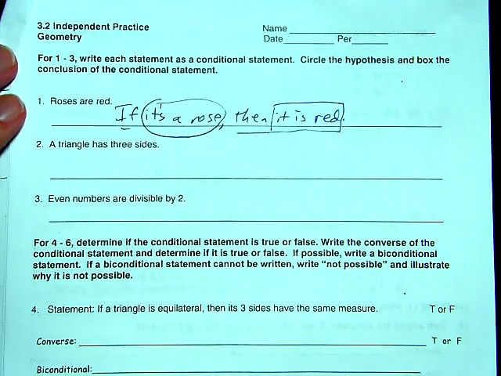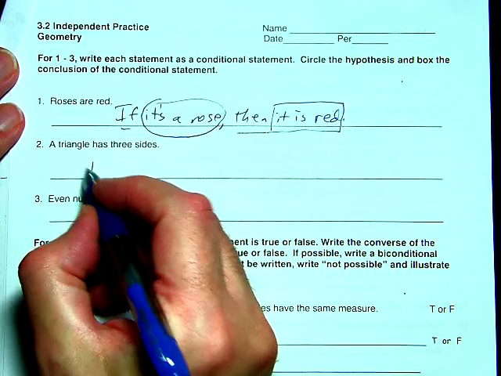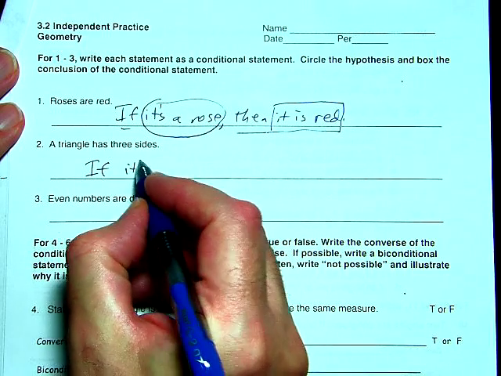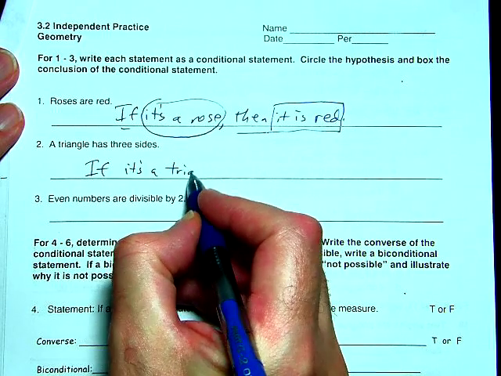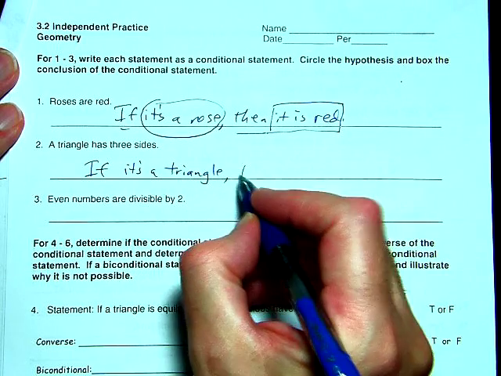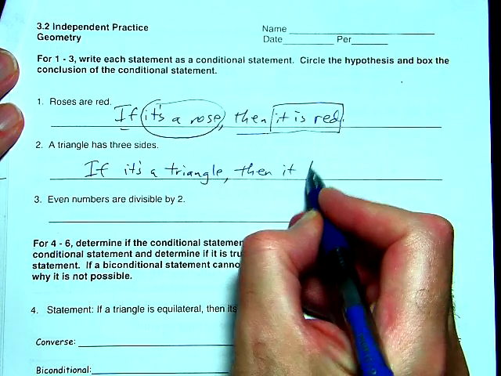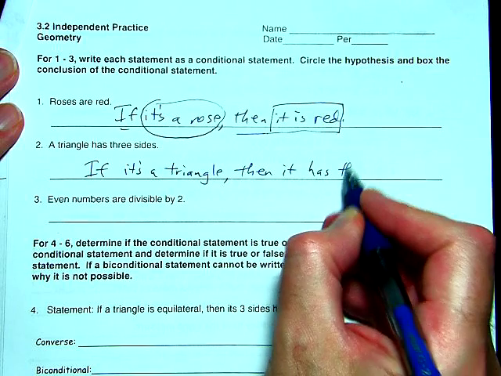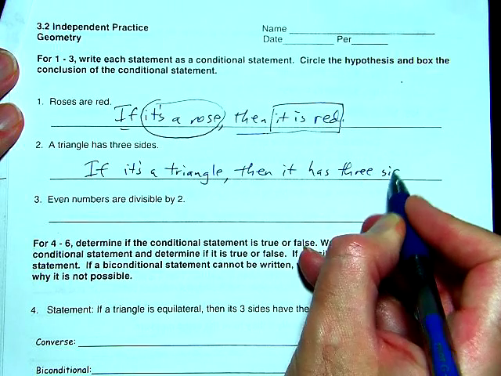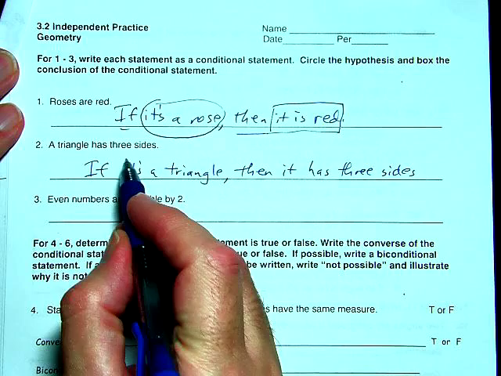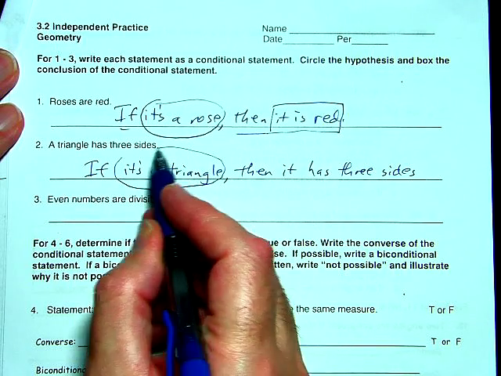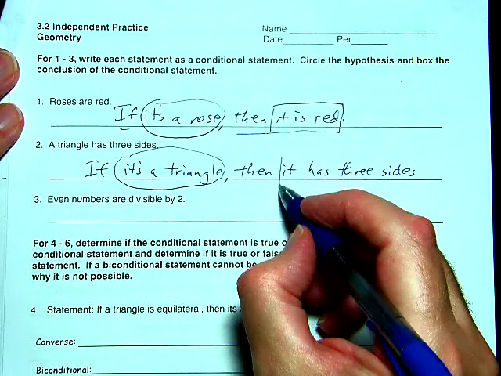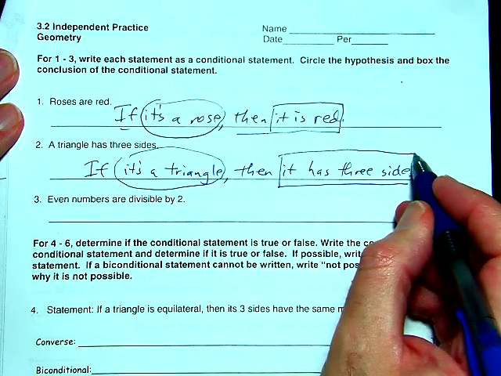A triangle has 3 sides. If it's a triangle, then it has 3 sides. It's a triangle is the hypothesis, and it has 3 sides is the conclusion.